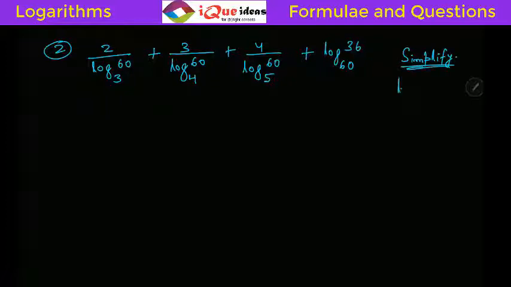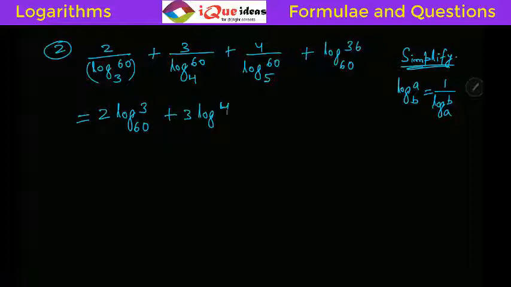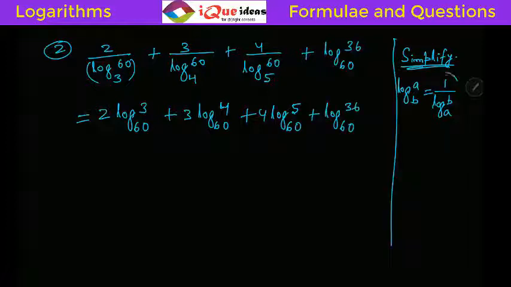If you remember, log of a to the base b, if I send it to denominator, it becomes 1 by log of b to the base a and vice versa. So here it is 2 divided by log 60 to the base 3. So this can be written as 2 into log 3 to the base 60. Similarly, the second one will be 3 into log 4 to the base 60, plus third one will be 4 log 5 to the base 60. And the last one is log 36 to the base 60 already. So one rule we have applied is this one, that from numerator to denominator when a log goes, the number and base interchange. All right.